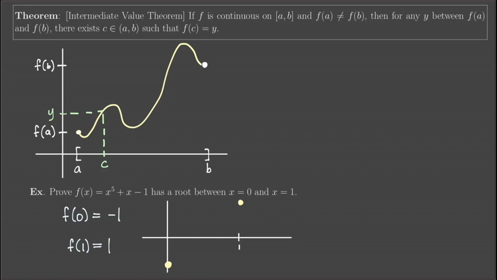That's not clear, but what you could do is now plug in the value x equals a half, so long as you can compute that. And if f of a half is negative, then you can look for a root between 1/2 and 1. Whereas if f of a half is positive, you could look for a root between 0 and a half.